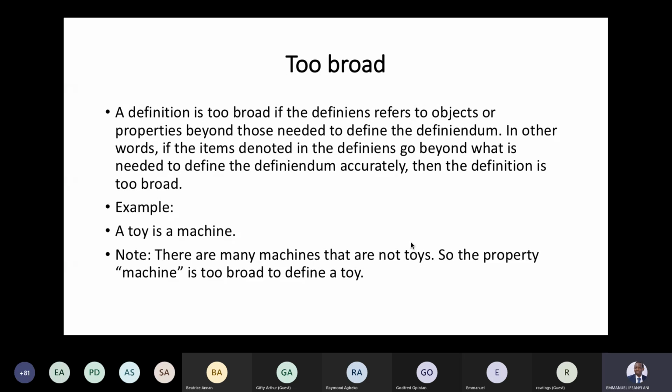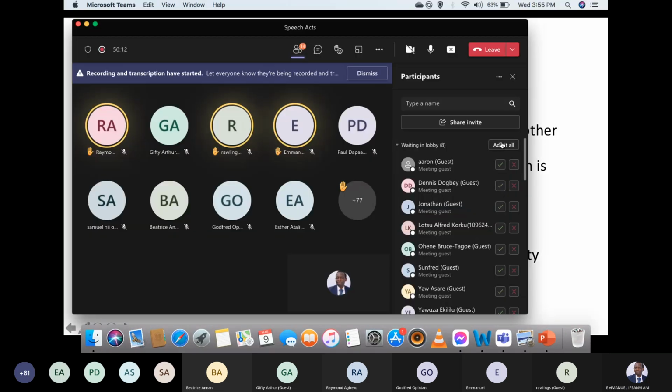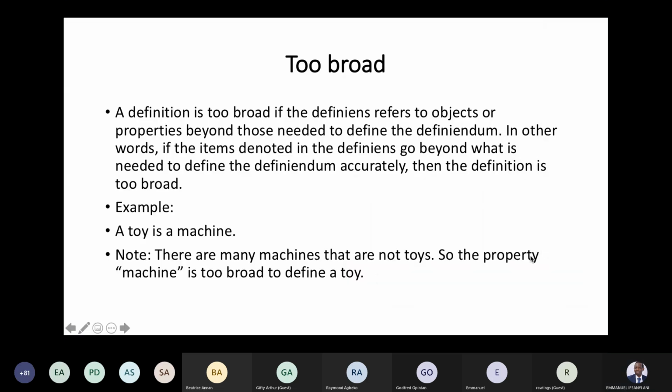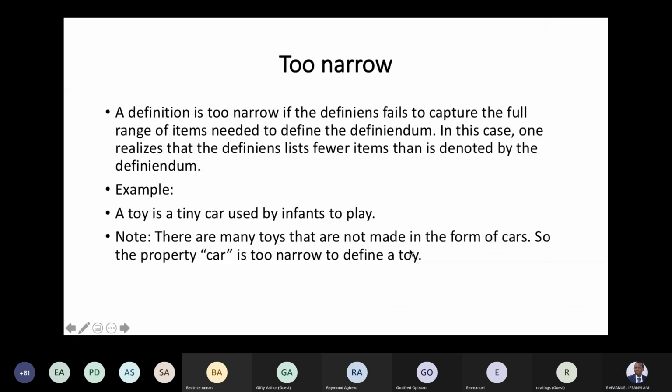That's why we say the definition is too broad if the definiens refers to objects or properties beyond those needed to define the definiendum. In other words, if the items denoted in the definiens go beyond what is needed to define the definiendum accurately, then the definition is too broad. Okay. Too narrow.